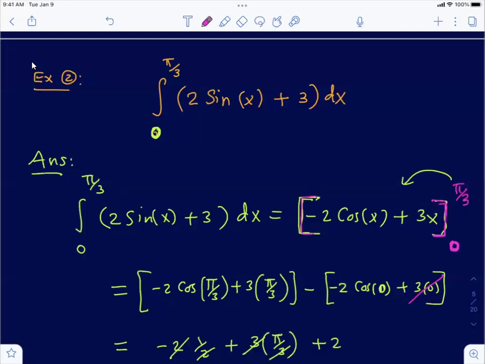Where should I plug it in? I should plug it in the antiderivative. So I will just plug it in this function wherever you see x. And this is what you're going to get. Plug x in there and you will get the first component, and then minus the second component where x equals 0. When you plug in x equals 0, you're going to end up getting just cosine 0 in the first place and then 3 times 0. Of course, the second component will disappear.